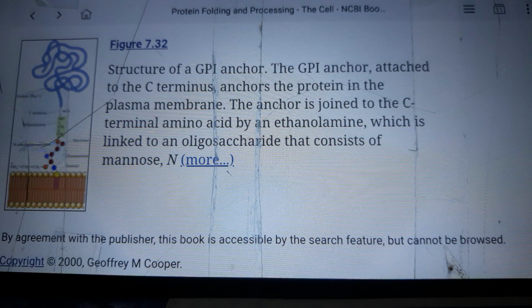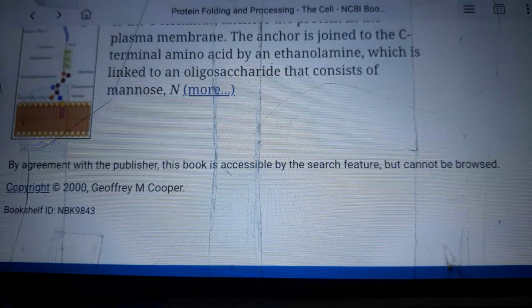Figure 7.32 shows the structure of a GPI anchor. The GPI anchor attached to the C-terminus anchors the protein in the plasma membrane. The anchor is joined to the C-terminal amino acid by an ethanolamine, which is linked to an oligosaccharide that consists of mannose.